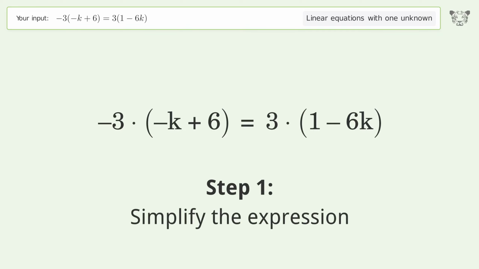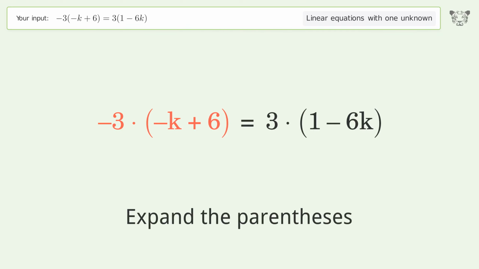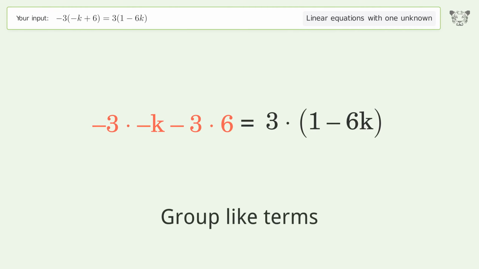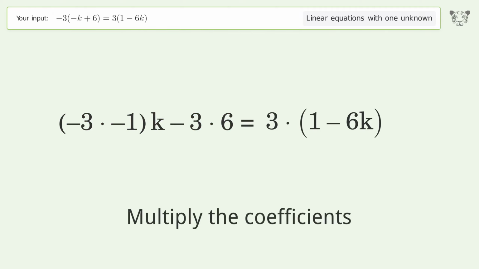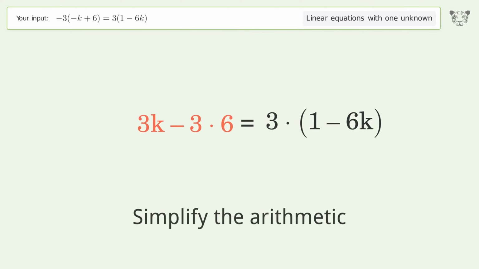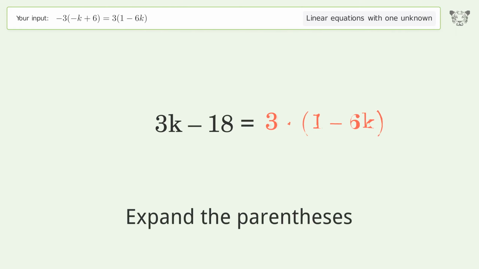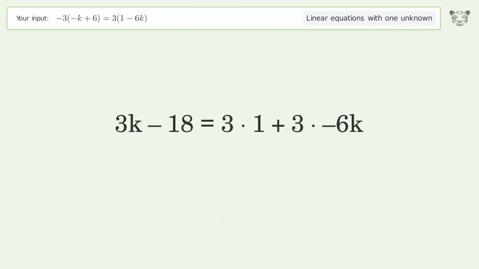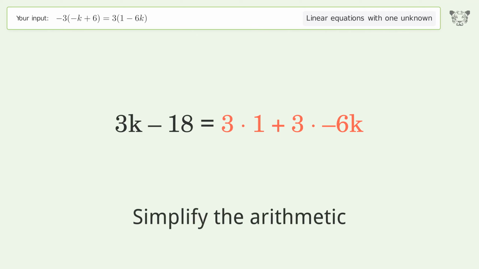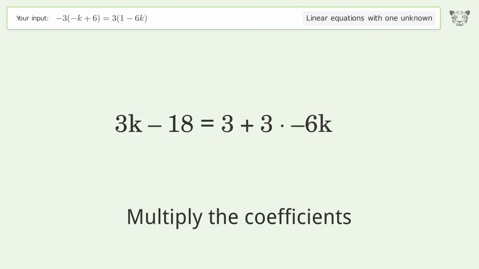Simplify the expression. Expand the parentheses. Group like terms. Multiply the coefficients. Simplify the arithmetic. Expand the parentheses. Simplify the arithmetic. Multiply the coefficients.